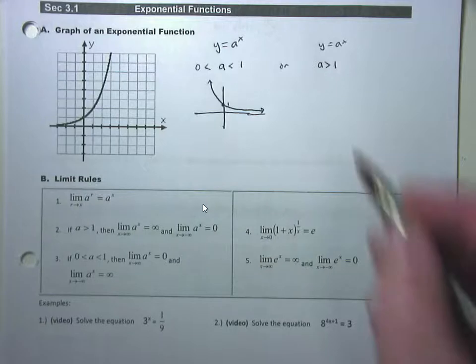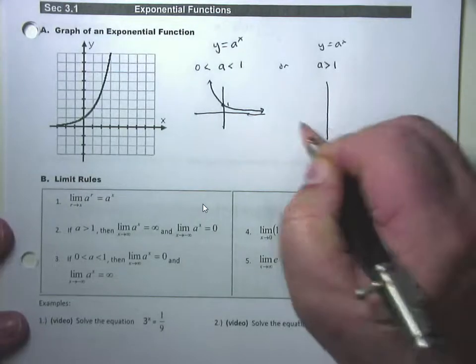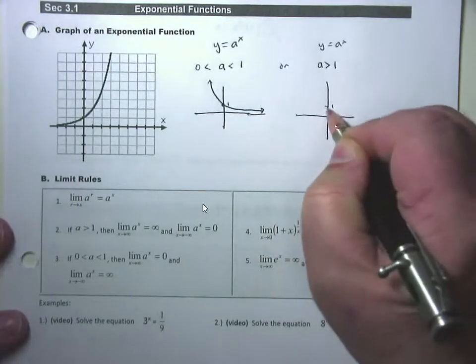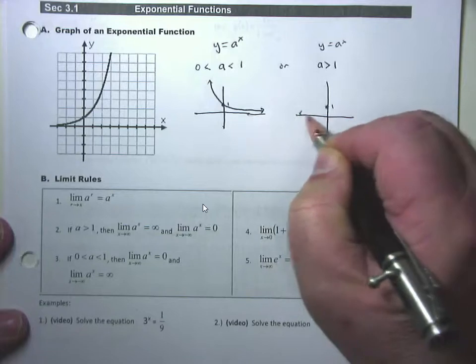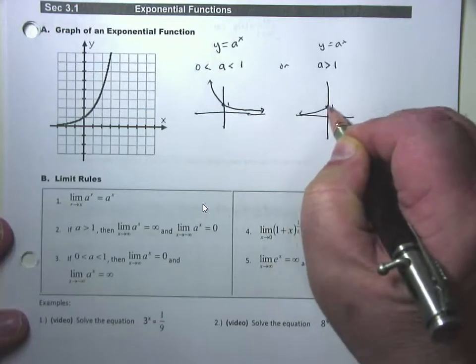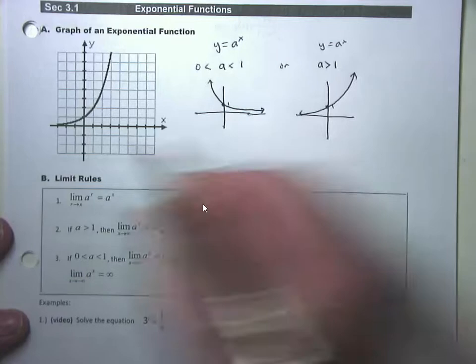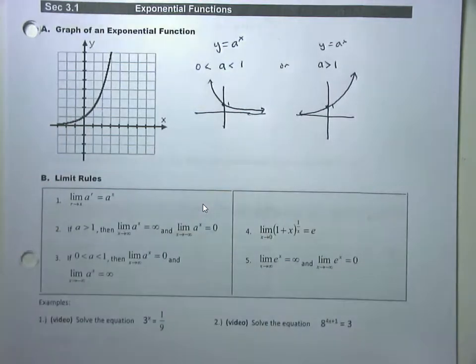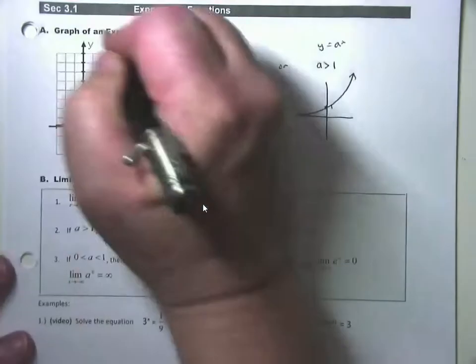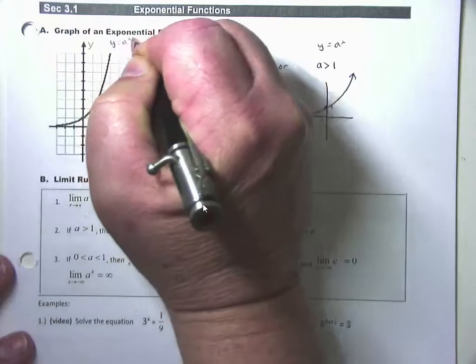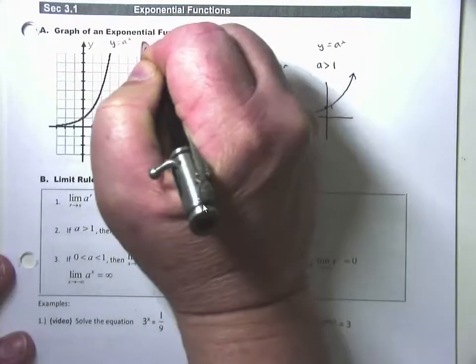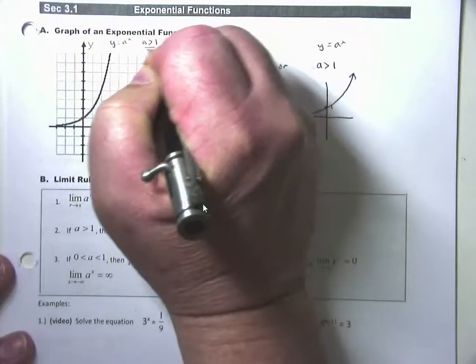But if your base is bigger than 1, it goes through the point (0, 1), but when you raise a number bigger than 1 to a power, it continues to blow up, and you get this picture over here. So this is your exponential function, y equals a to the x, with the base being bigger than 1.